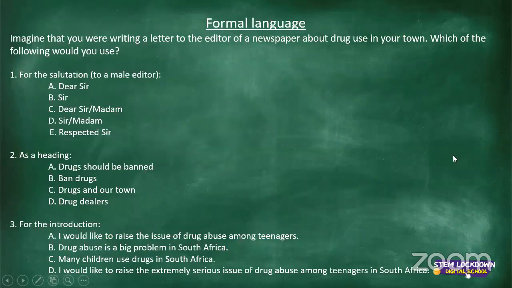Right, let's go on to our second exercise quickly. Right, imagine that you are writing a letter to the editor of a newspaper about drug use in your town. Which of the following would you use? Okay. For the salutation to a male editor, what would be your answer? Dear sir, sir, dear sir or madam, sir or madam, or respected sir. So what would be your answer? You can type your answers in our chat box.